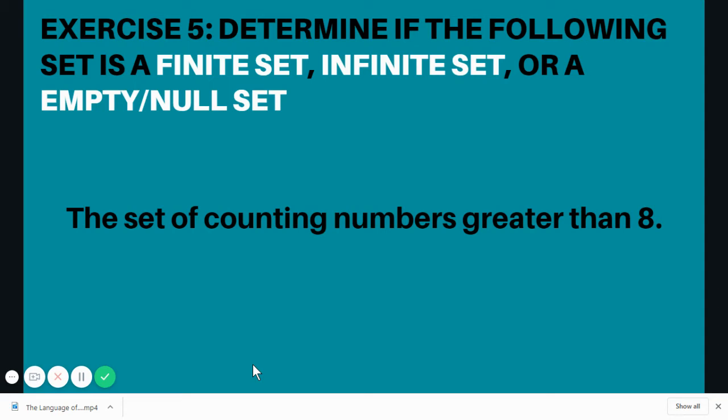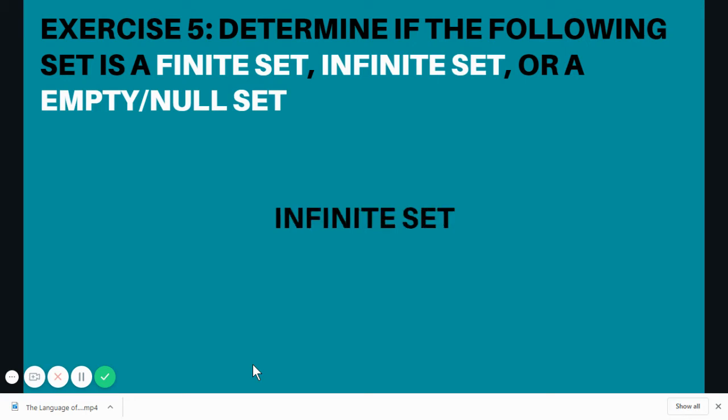Now, let us have the exercise. So, determine if the following set is a finite set, infinite set, or an empty null set. Okay, the set of counting numbers greater than 8. I'll be giving you 5 seconds to answer this one. Okay, so the answer is infinite set kasi maraming elements yung set na iyon.